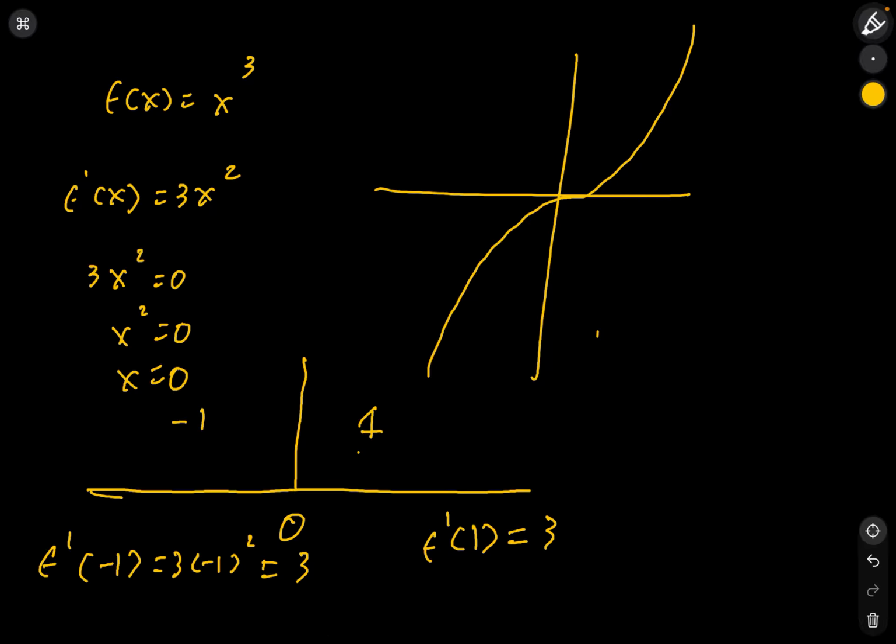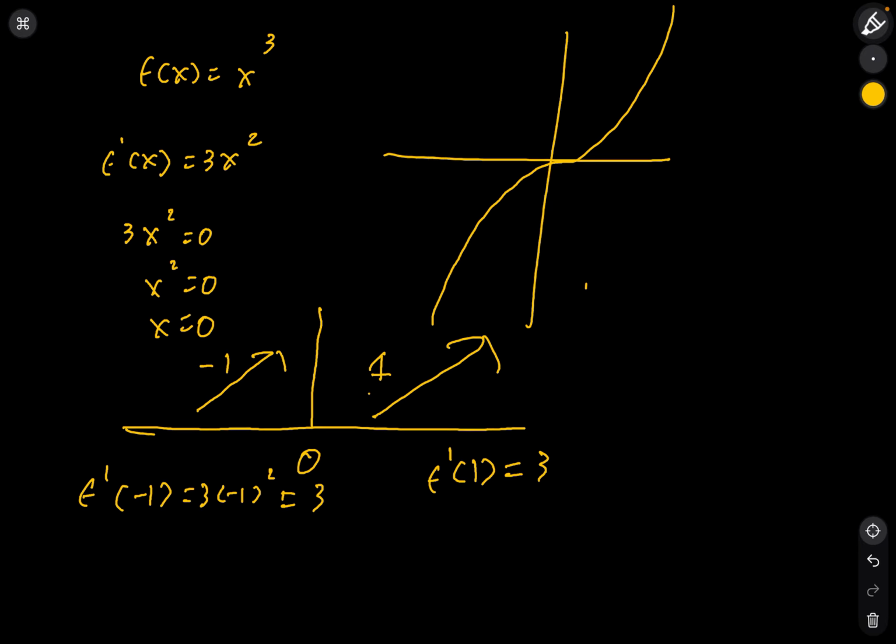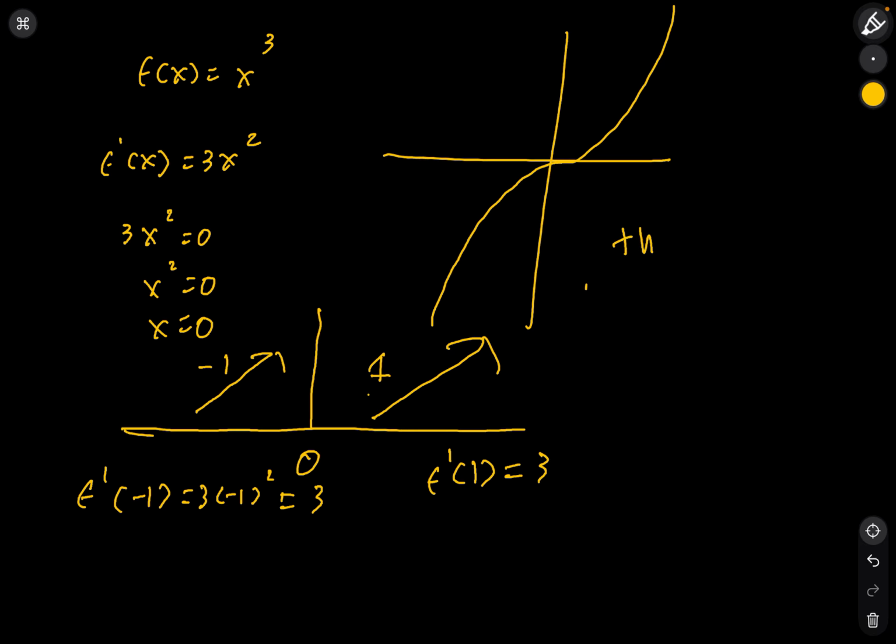From here, what we can decide is that at -1, before 0, it's always increasing. And it's the same after 0, it's always increasing again. Now, what this means is that there's no minimum or max at x equals 0. Now let me show you why.